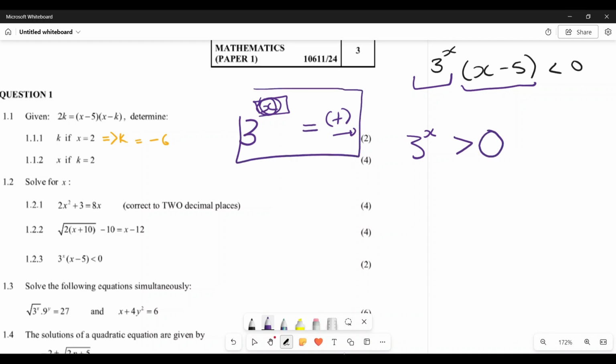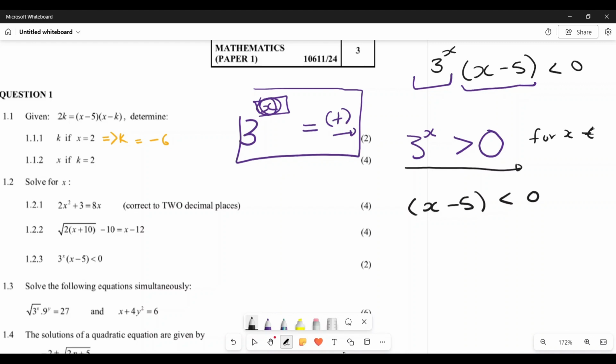Now, with regards to the second term, we can write it as x minus 5. This is still less than 0, right? Now, the only change that we needed to make is in terms of this 3 to the power x. Why? Because irrespective of whatever value that you substitute here, you're always going to get a positive value. Hence, we change the inequality sign here, all right? So this would be our first answer. And for all values of x, they must be real numbers, right?